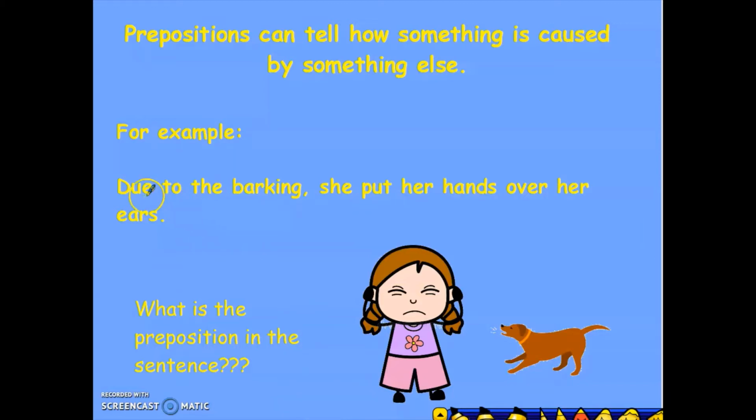Let's read through it again. Due to the barking, she put her hands over her ears. Barking's a verb. Again, this is another action. She put her hands over her ears is adding more information. So the preposition is going to be due to, as it is explaining that something is caused by something else.